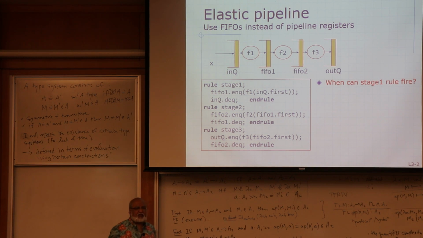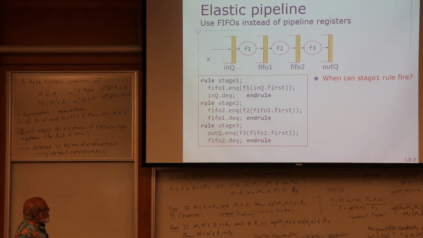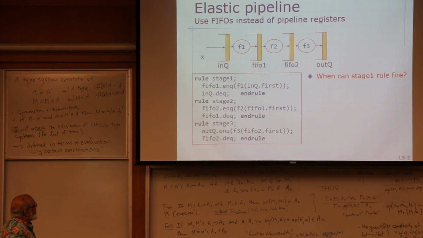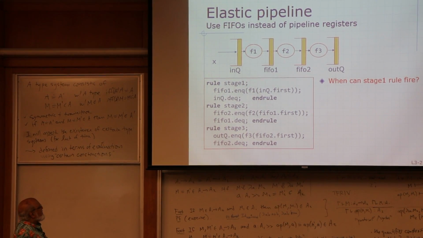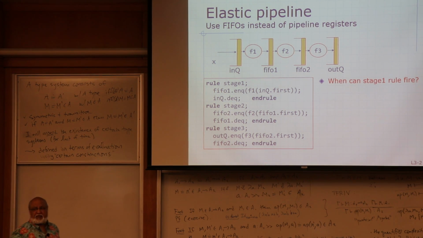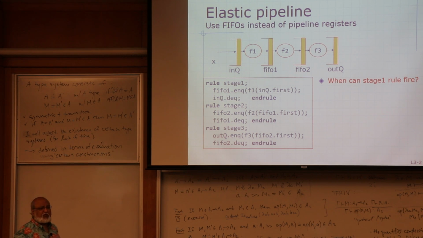Just to make sure that we haven't forgotten about implicit guards. So when can the rule for stage 1 execute? What are the conditions that have to be satisfied? There has to be space in FIFO1, right? And there has to be some element in the in queue. It cannot be empty, right? So as long as those two conditions are satisfied, you can execute this rule.